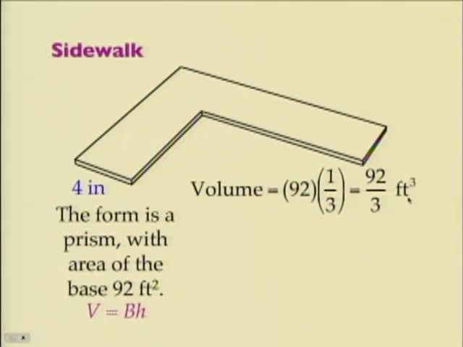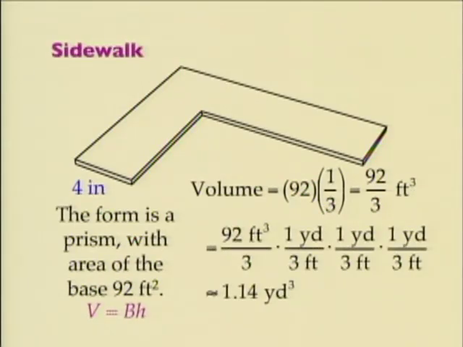So that is 92/3 cubic feet, and then concrete is sold by the cubic yard, so I need to do a conversion there. But again, it's multiplying by 1/3 three times. 1 yard is 3 feet, 1 yard is 3 feet, 1 yard is 3 feet. So it works out to be a little over 1 cubic yard for that kind of pour. That's basic arithmetic, but that's a useful thing for those kinds of projects.